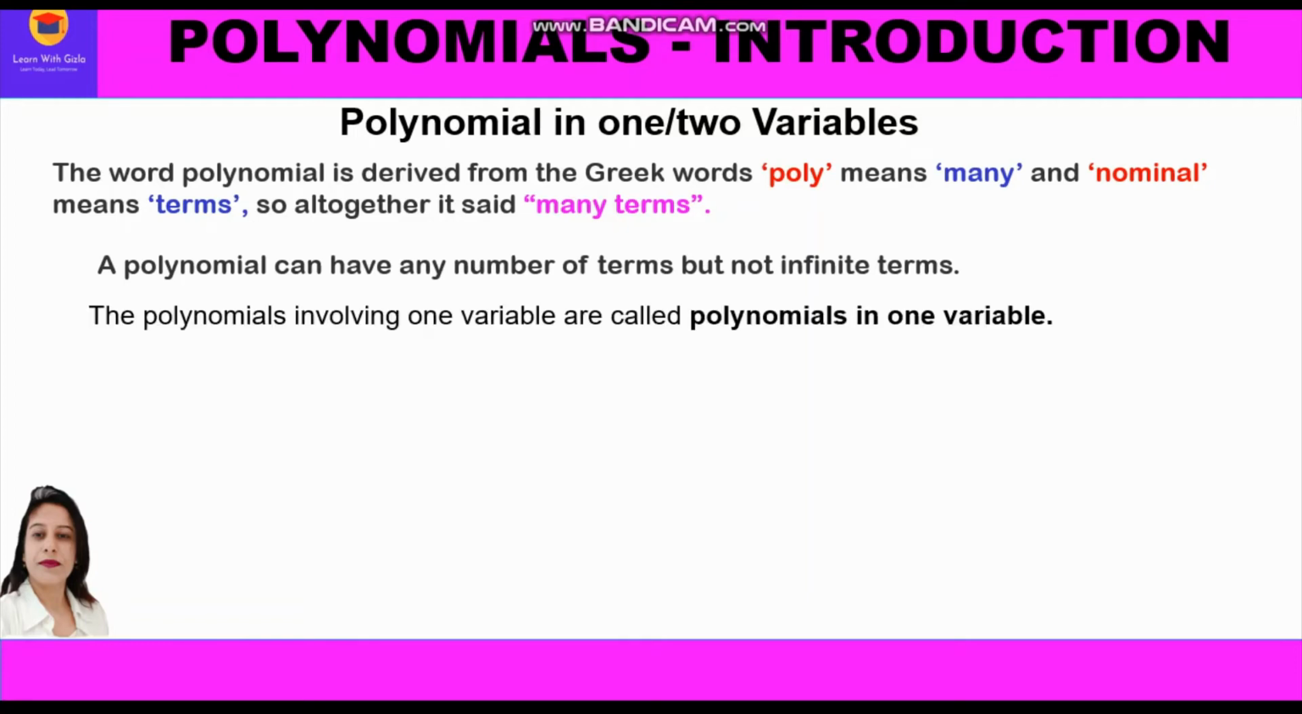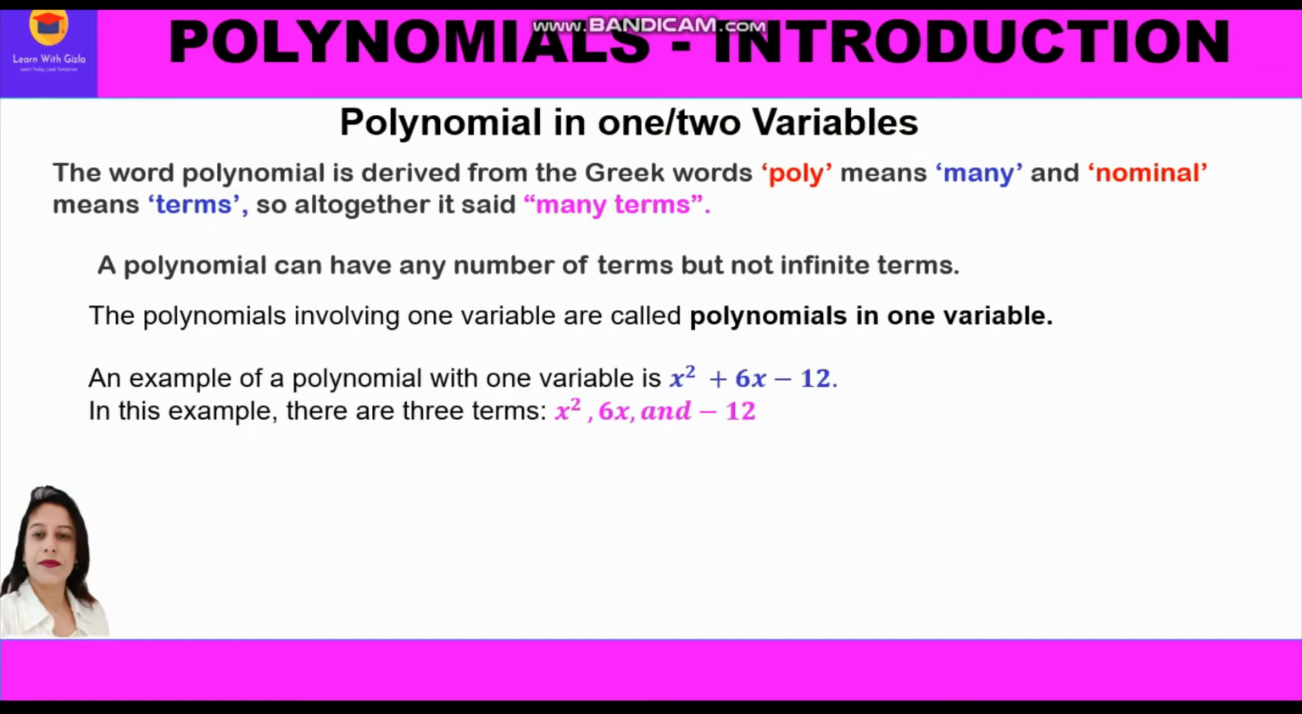The polynomials involving one variable are called polynomials in one variable. For example, we can have a polynomial in one variable like x square plus 6x minus 12. In this example, we have three terms, that is x square, 6x and minus 12. These are the three terms which are combined using the mathematical operations of addition and subtraction.